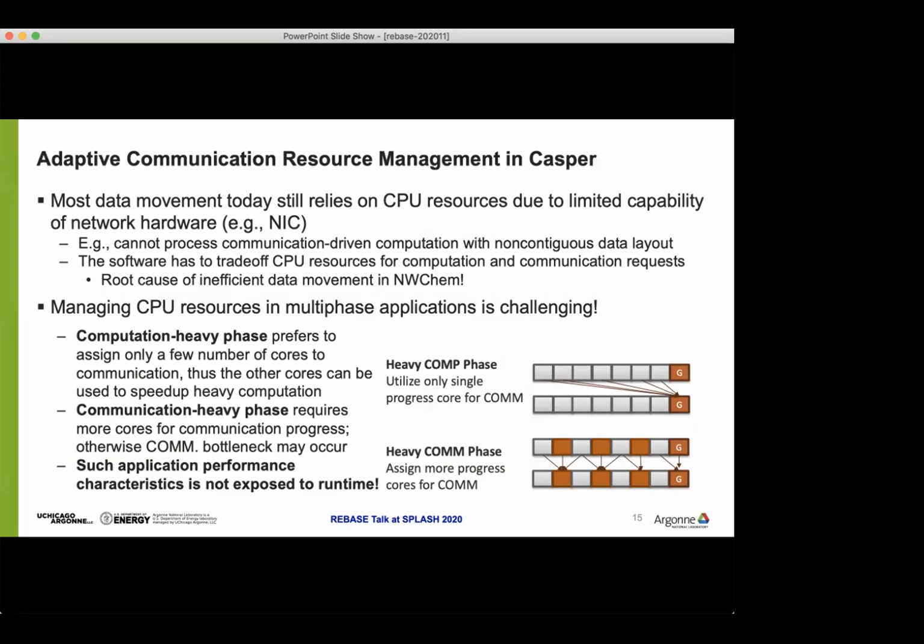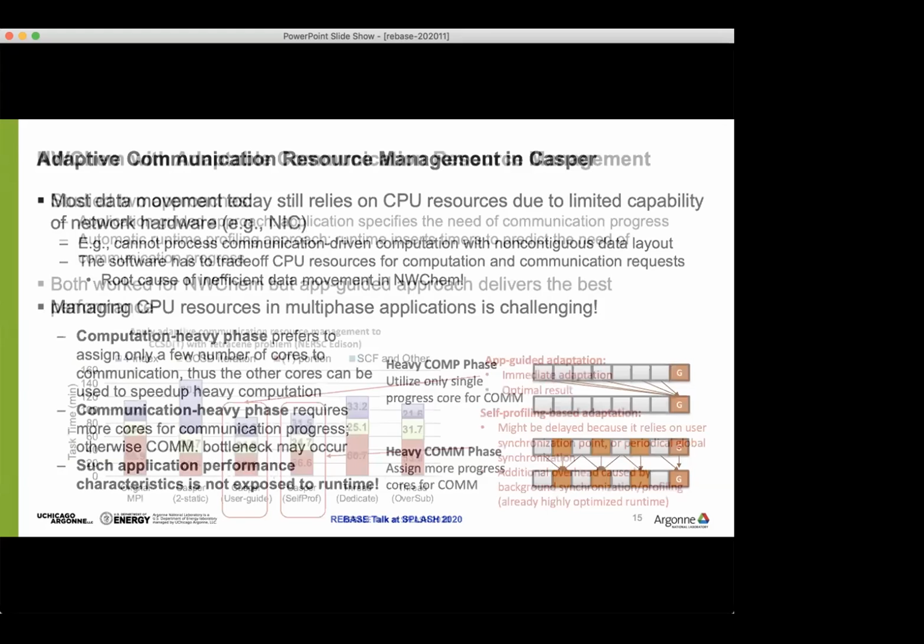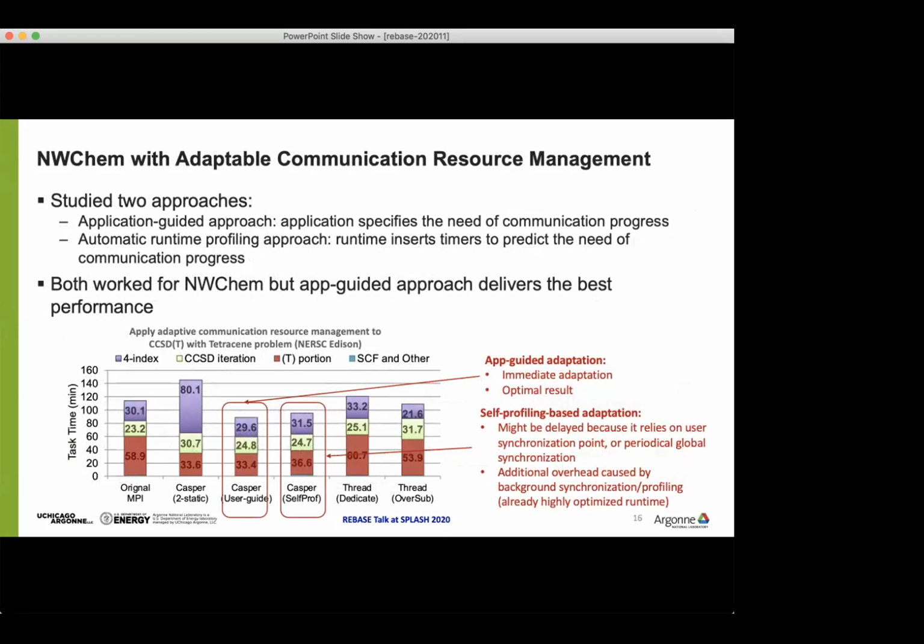But the problem here is, from the runtime system point of view, you don't know whether this phase is computation intensive or communication intensive. So how can we make the right decision? Of course, we addressed such a challenge in our project, but it's not ideal. It's not perfect yet. So here we just share what we have done so far.